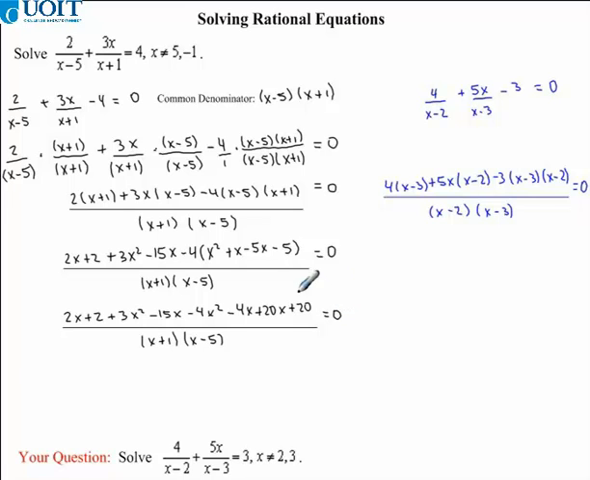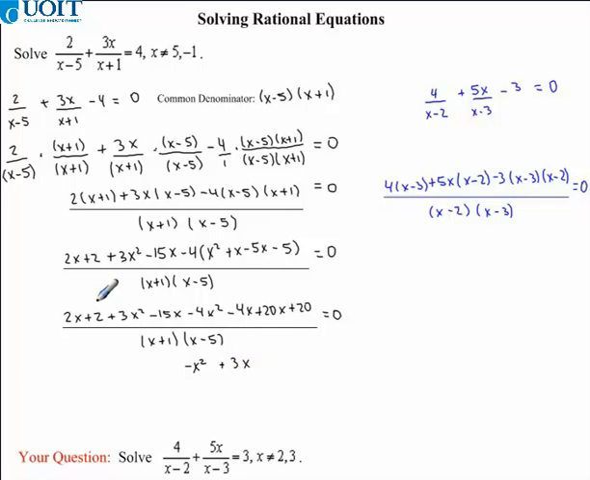Now, our last step will be to collect our like terms in the numerator. So let's start off by looking at our x squared. We have 3x squared minus 4x squared, which will give us minus x squared. Next, let's look at our x's. 2x minus 15x will give us negative 13x, minus 4x is negative 17x, plus 20x is plus 3x.